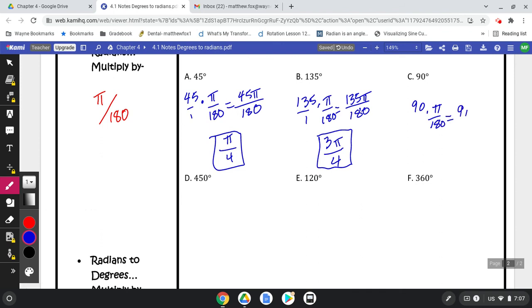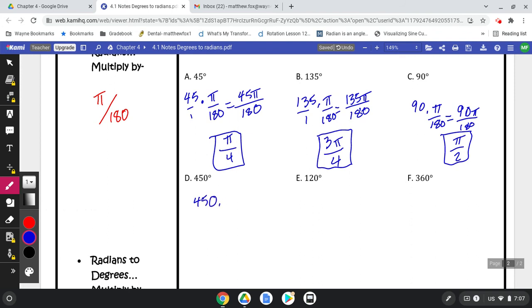Right, we get 90 pi over 180. If we reduce, that becomes pi over 2. This 90 goes into 180 twice. Okay, our next one, 450.